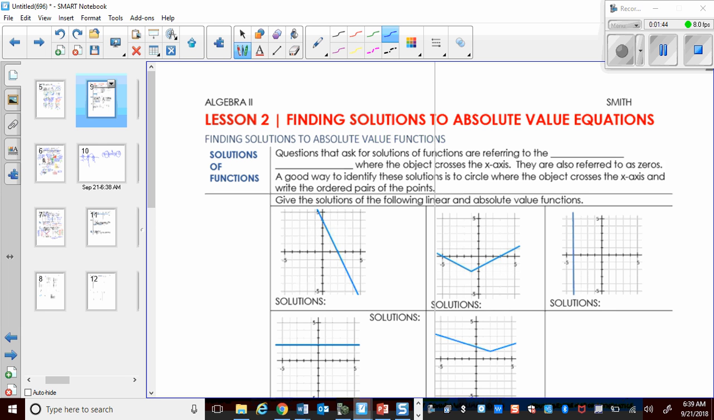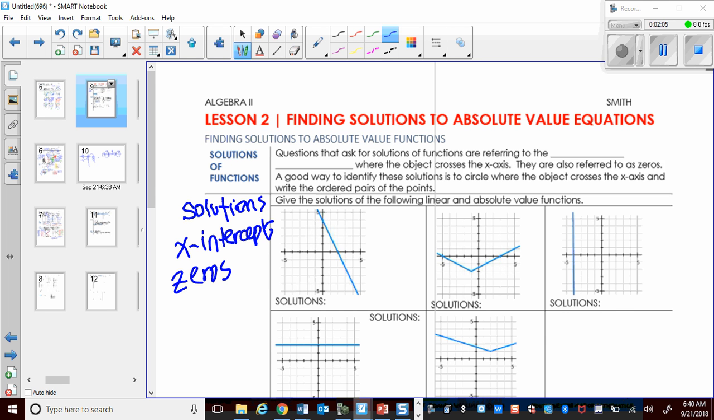So the solutions of functions have a couple of different names. We refer to them as the solutions. We also refer to them as x-intercepts, which you're used to seeing by now. And then we also recapped the phrase zeros. So I'm going to go ahead and get started.